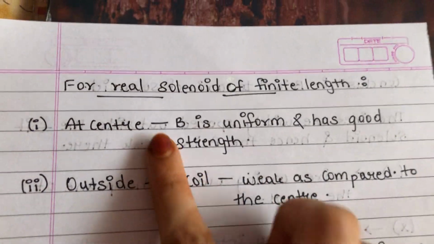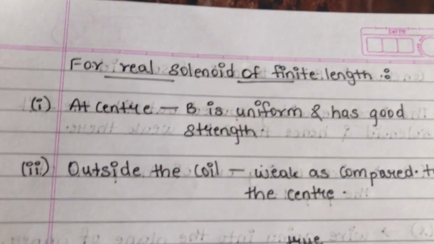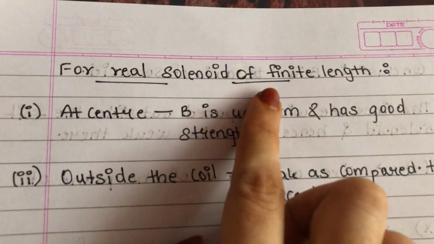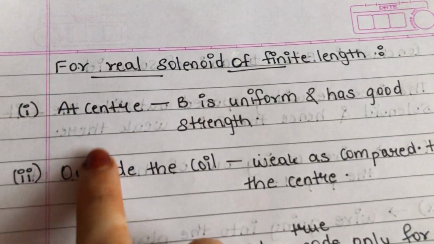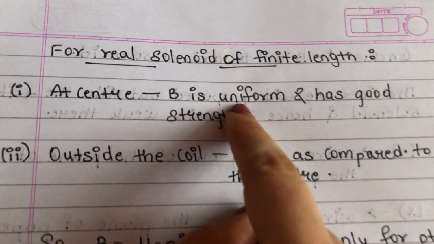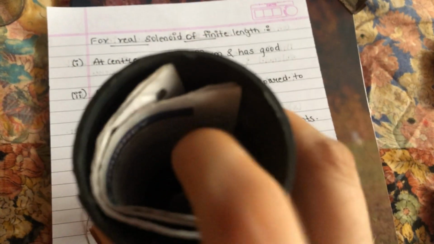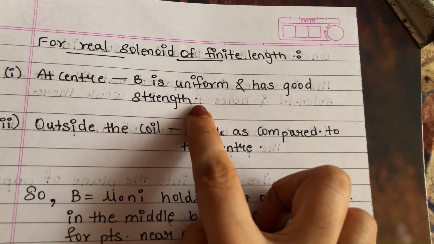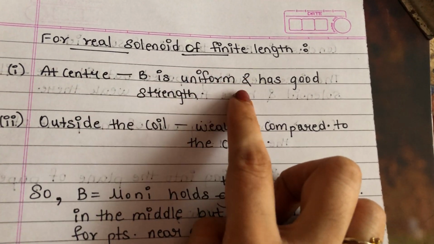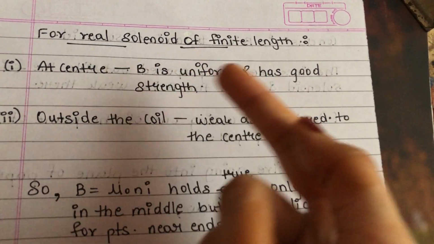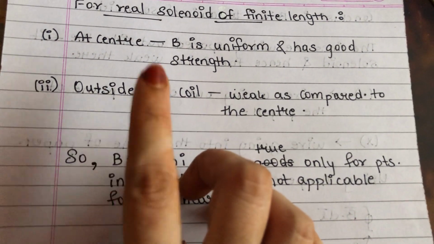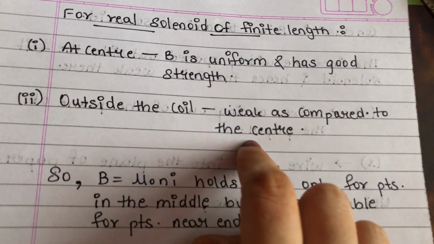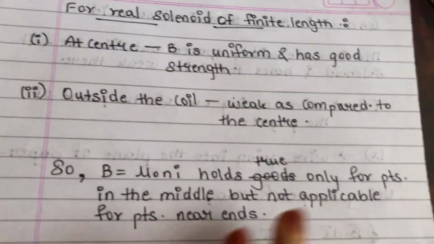After that, for a real solenoid of finite length, at the center B is uniform. Only at the center B is uniform and has good strength. Magnetic field is uniform only at the center and that magnetic field has good strength. If you talk outside the coil, the magnetic field is weak as compared to the magnetic field at the center.